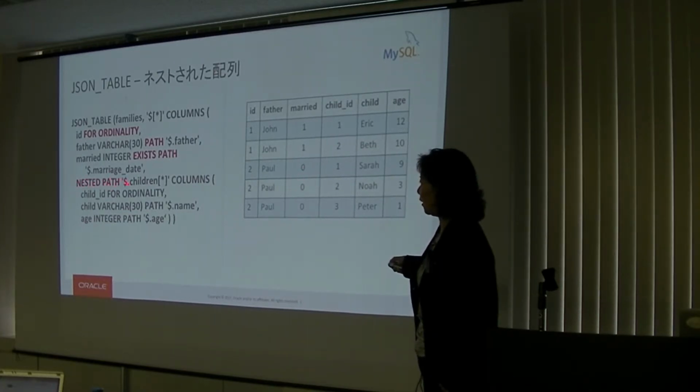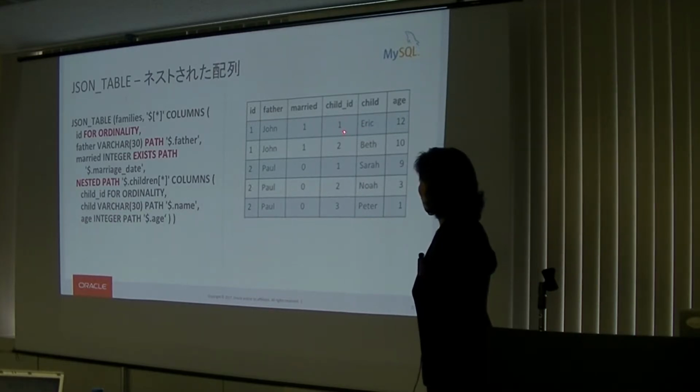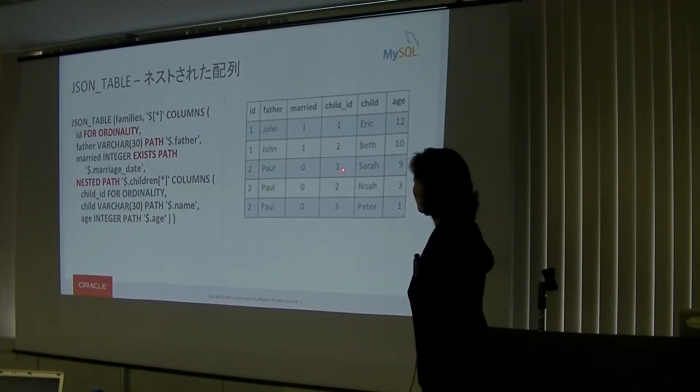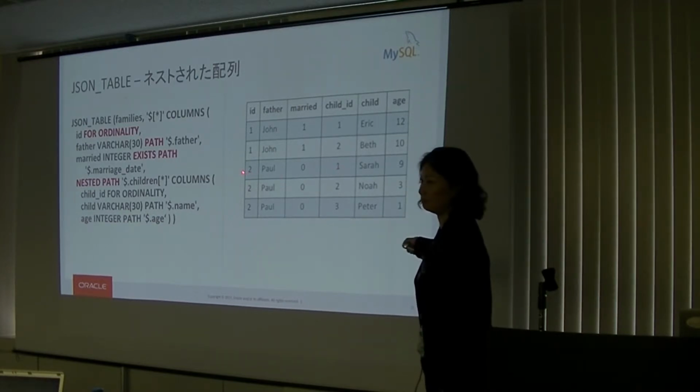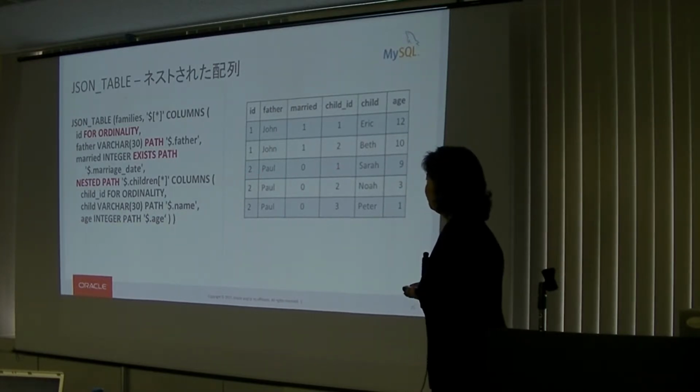Then we have the nested path. Now we're saying that, okay, this nested array within the top level array. This nested array starts with is for the children field. It has 3 more columns. Child ID for ordinality. Now for the first child in the first family, Eric, it gets child ID 1. Beth gets 2. But for the second family, we start from 1 again, because Sarah is the first child in the second family. And this will keep going.